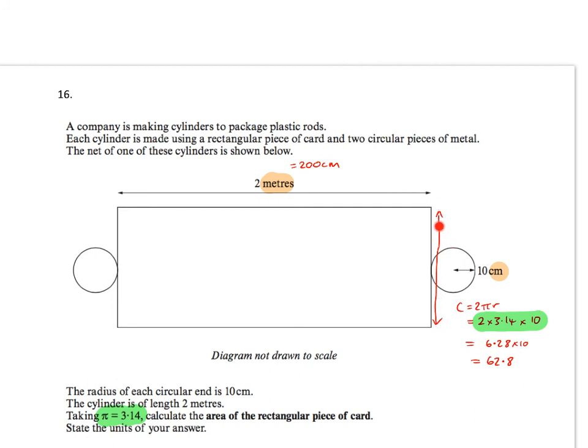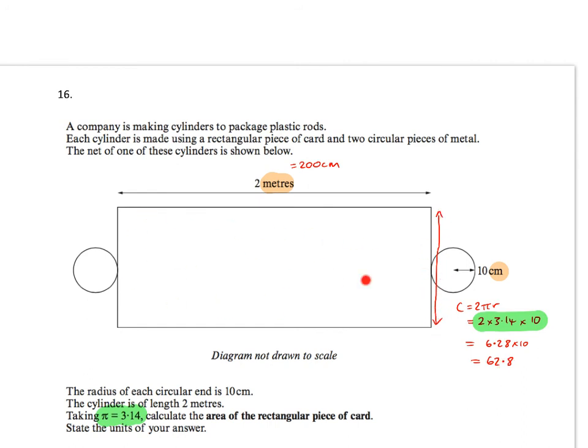When I flatten that out, that red line there will be the circumference of the circle. It's me flattening that out. To work out the circumference of the circle would be 2 pi r. I've subbed pi as 3.14. 2 times 3.14 is 6.28, and then I've times that by 10. So that comes out to a length of 62.8.